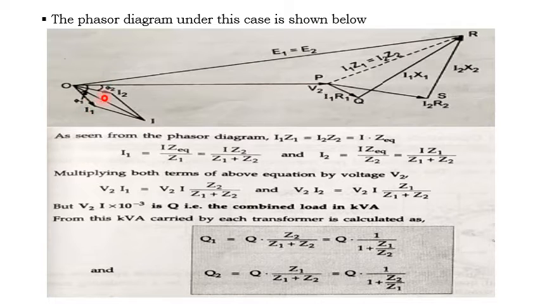Then the resultant of these two will be your net current. How can you draw this resultant? Draw a line of this magnitude from here, and again draw a line of this magnitude from here. Both will meet at a point. Join this point with the origin, so this becomes your net current.